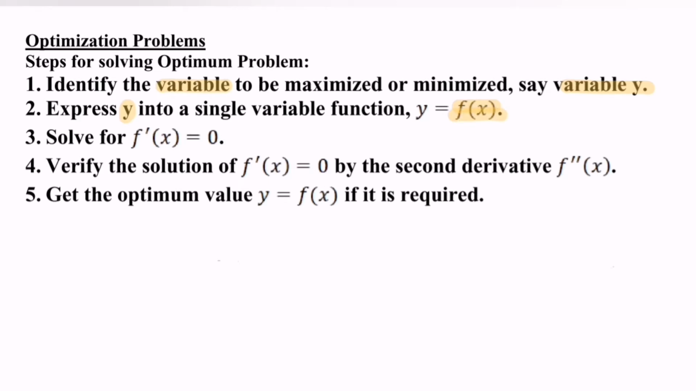Step number 3. Solve for f prime x equals to 0, or we can say identify the critical numbers of the problems. Step number 4. Verify the solution for f prime x equals to 0 by the second derivative test. Number 5. Get the optimum value of y equals to f(x) if it is required.